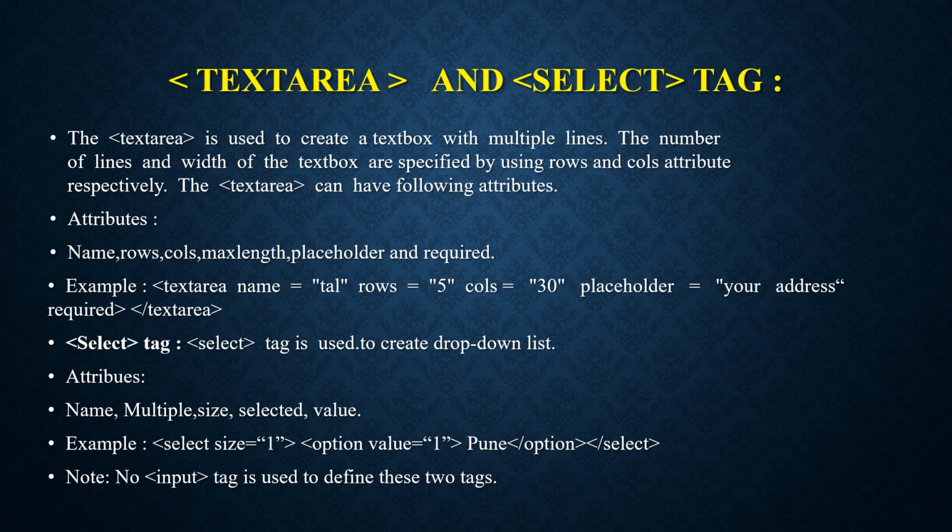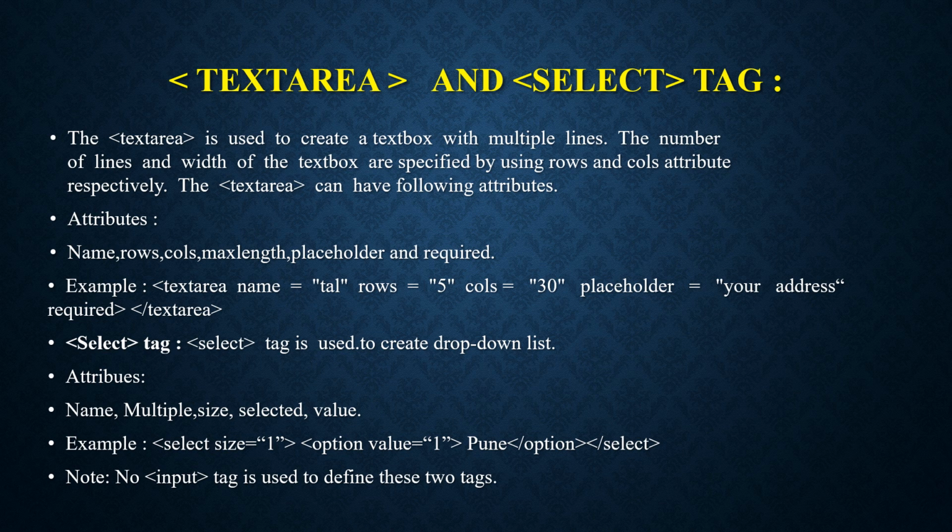The number of lines and width of the text box are specified by using rows and columns respectively. The textarea can have the following attributes: name, rows, cols, maxlength, placeholder, and required. So the attributes, again I am repeating: name, rows, columns, that is cols, maxlength, placeholder, and required. So for example, if you want to write the textarea, name is equal to TA1, rows is equal to 5, columns 30, and placeholder your address is required.